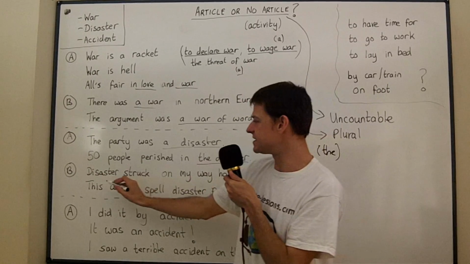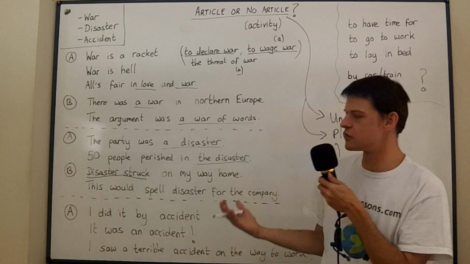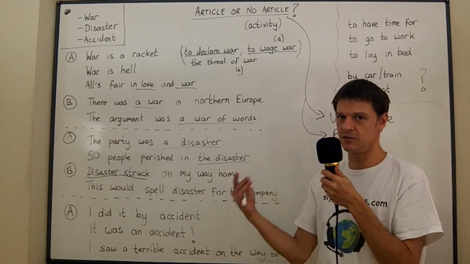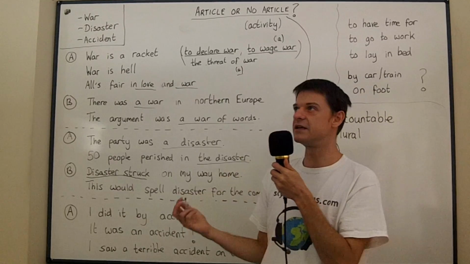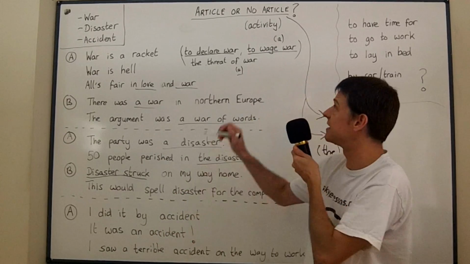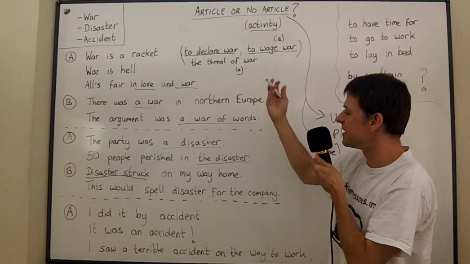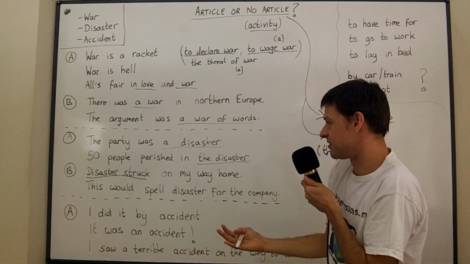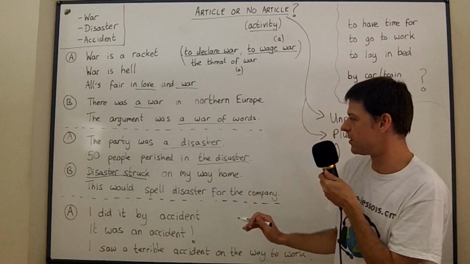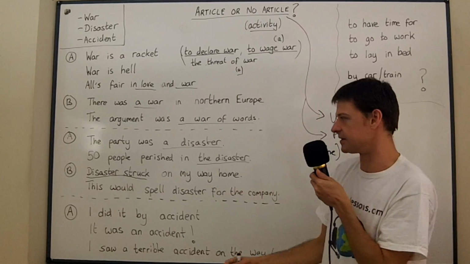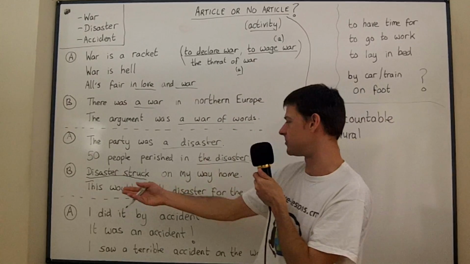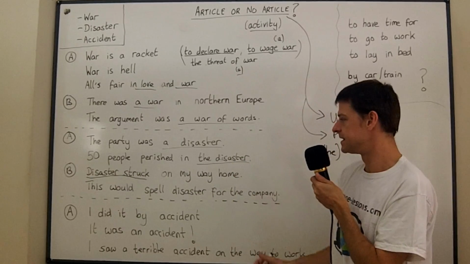However, with something like disaster strikes, disaster struck, we use it in an uncountable sense. And if you're familiar with that expression, you'll already realise that you never see an article before it, and so you're using disaster here as the activity, just the activity of disaster, the process of disaster. So disaster struck on my way home. You're not making this one countable. You're using the uncountable noun, and that means that just something terrible happened on my way home.